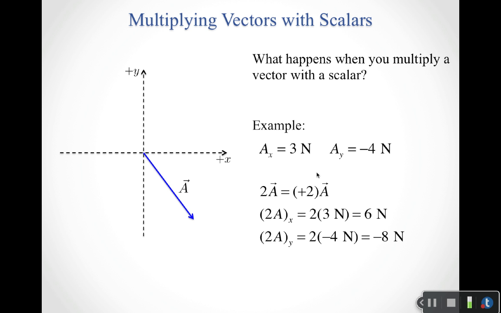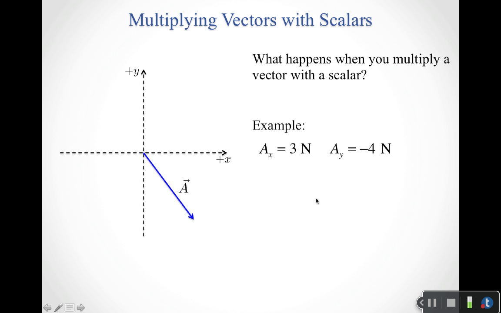Again, same example, let's try a different scalar. So here, 2A, which means our scalar now is positive 2 that we're multiplying times the vector A. When I take the x component of A and multiply it by positive 2, I get 6 newtons. When I take the y component of vector A and multiply it by 2, I get negative 8 newtons. So positive x component, negative y component. I still have a vector that points in the fourth quadrant, and in fact it points in the same direction as vector A. It just happens to be twice as long. So vector A has a magnitude of 5 newtons, and 2A has a magnitude of 10 newtons. And again, I multiply both components by positive 2 to get the new components of my vector.